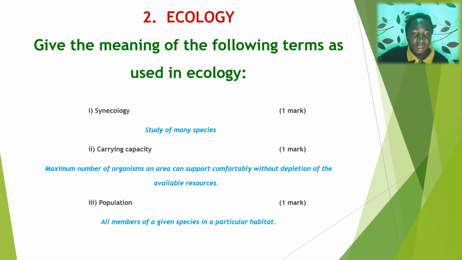Population. This is basically all members of a given species in a particular habitat. Therefore, ecology helps us understand the balance in nature and who depends on who. Next question.